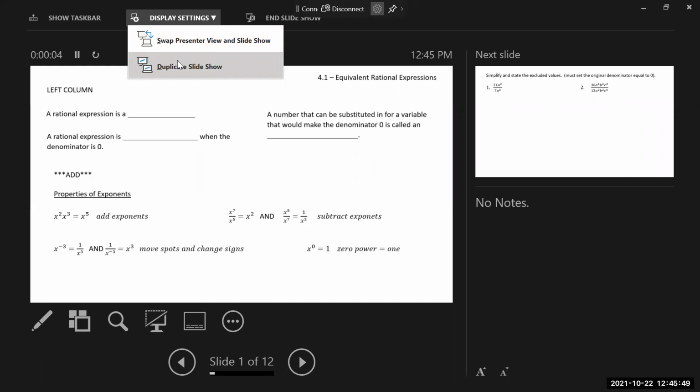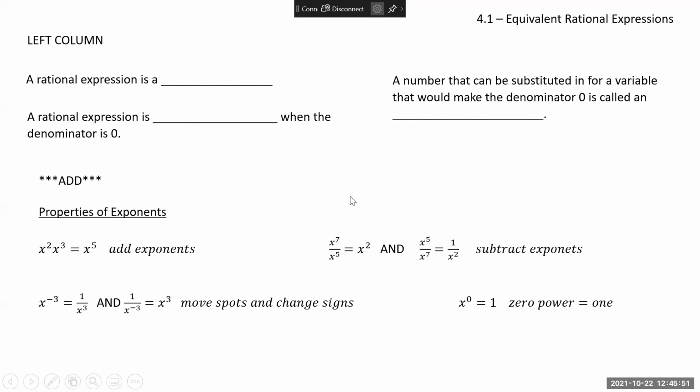There we go. So we're looking at unit 4, which is on rationals. And rationals simply mean a fraction with variables. That's the simplest definition of what we're going to be working with for this unit.